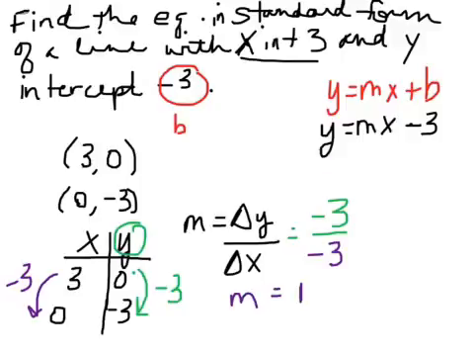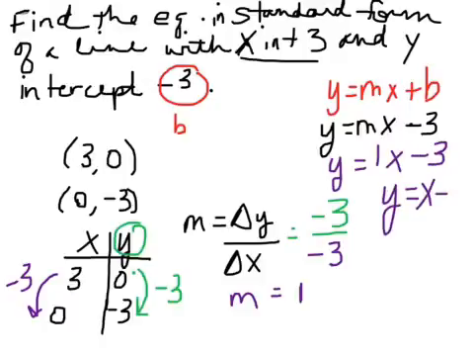Now, I'm almost done with this because I just need to put the 1x minus 3. And again, lazy math guy writes it x minus 3. Now, I'm going to go to a different slide because this is not in standard form. And notice they want it in standard form. This is the equation, but how do I get it in standard form? So I have y equals x minus 3.